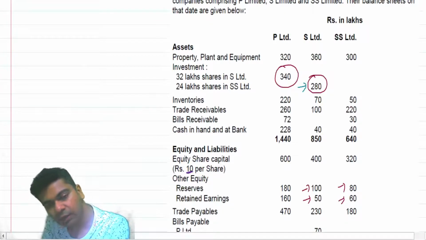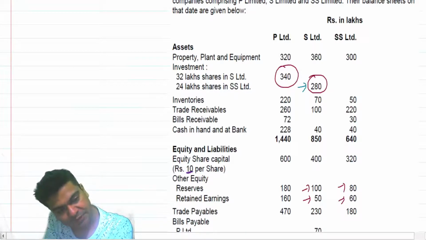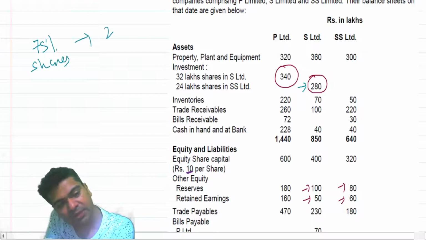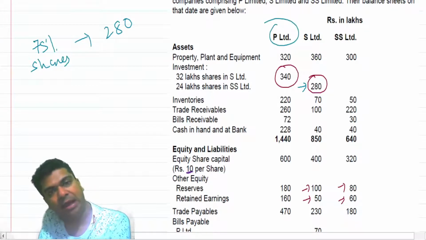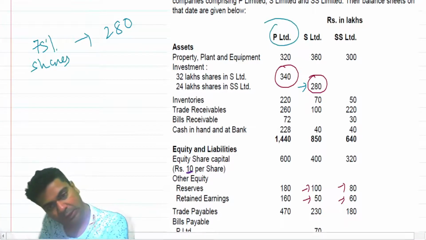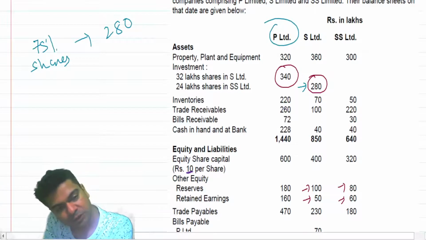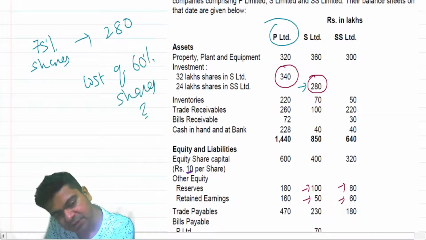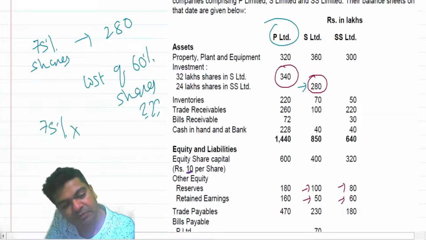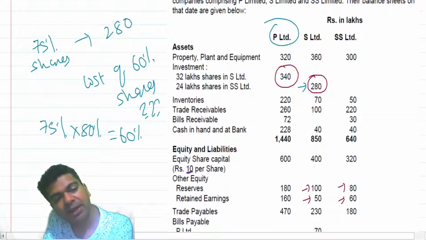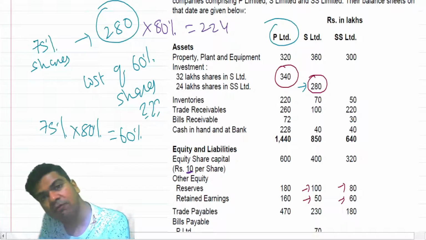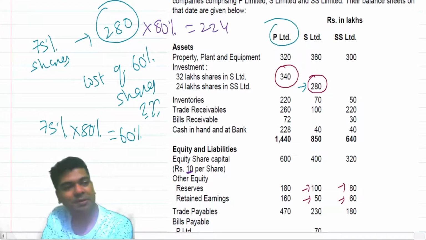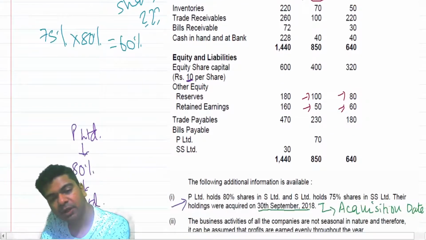Check here, 280 is there, right? 280 for 75% shares. So I have purchased 75% shares. It has cost me 280. But I am preparing these working notes from the viewpoint of P Limited because ultimately I have to prepare the consolidated balance sheet of the main parent, which is P Limited. So P Limited's effective holding in SS is 60%. This is the cost of buying 75% shares. I want to know what will be the cost of 60% shares. I know that if 75% is multiplied by 80%, I will get 60%. So I take this 280 and multiply it by 80%. I get 224, and this 224 is nothing but the effective cost of 60% shares, right? So this is the reason that we have done it in this particular way.